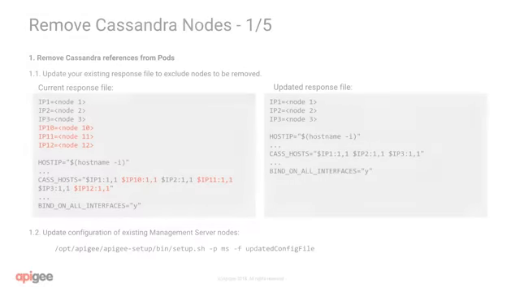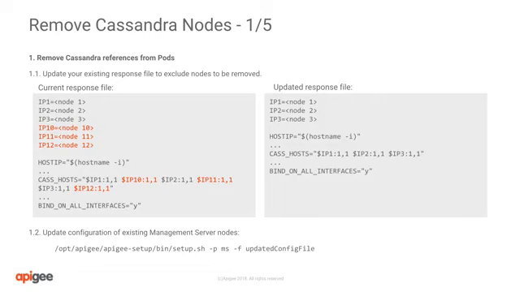Next, we come on to removing Cassandra nodes. First, we update the configuration file used during our original installation. This time, we are removing the nodes marked IP10 through 12. The new configuration file can be seen on the right. We then use this configuration file to update the Cassandra topology on the management server by running the Apigee setup command, passing the profile ms for the management server, and providing the path to the updated configuration file.